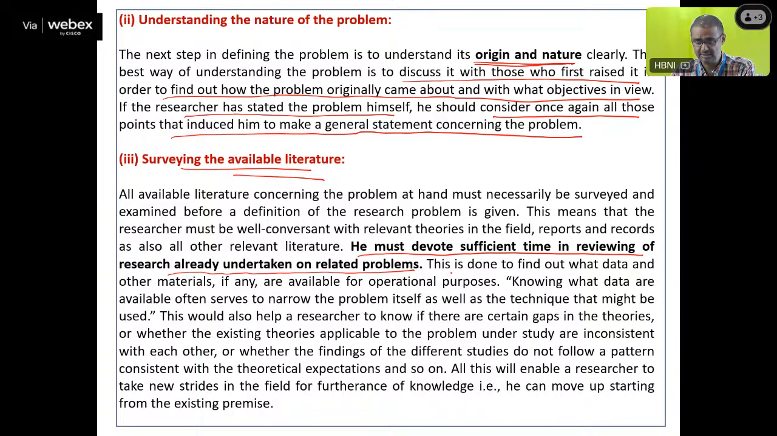Just let me initiate it. This is done to find out what data and other materials, if any, are available for operational purposes. Knowing what data are available often serves to narrow the problem itself as well as the technique that might be used. This would also help a researcher to know if there are certain gaps. This is precisely what we do during the research. We do an extensive literature survey and we identify the gap areas. And we propose our problem in such a way that the gap areas can be bridged, isn't it?